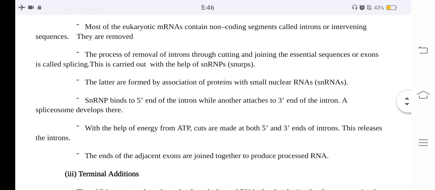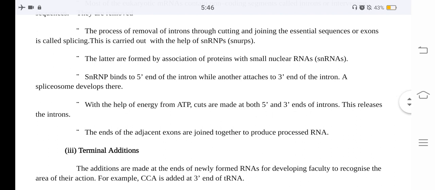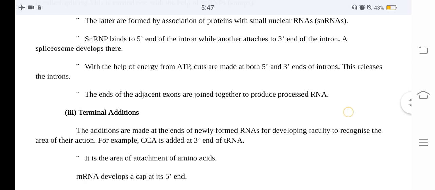Then splicing. Most of the eukaryotic mRNAs contain non-coding segments called introns or intervening sequences. They are removed. The process of removal of introns through cutting and joining the essential sequences, or exons, is called splicing. This is carried out with the help of snRNPs. The latter are formed by association of proteins with small nuclear RNAs, snRNAs. One snRNP binds to the 5' end of the intron while another attaches to the 3' end of the intron. A spliceosome develops there. With the help of energy from ATP, cuts are made at both 5' and 3' ends of introns. This releases the introns. The ends of the adjacent exons are joined together to produce processed RNA.